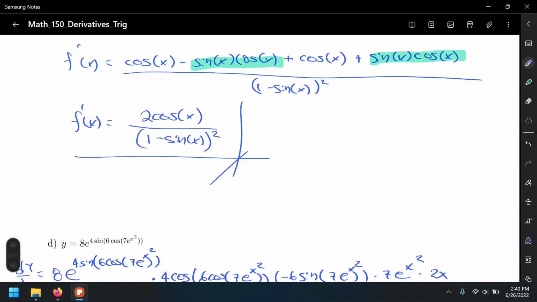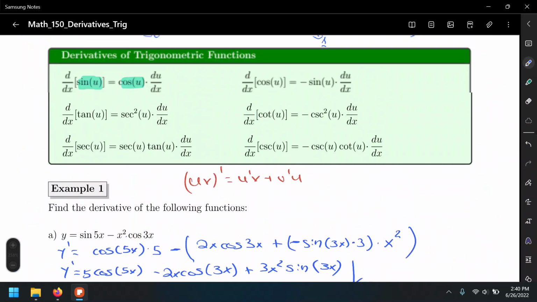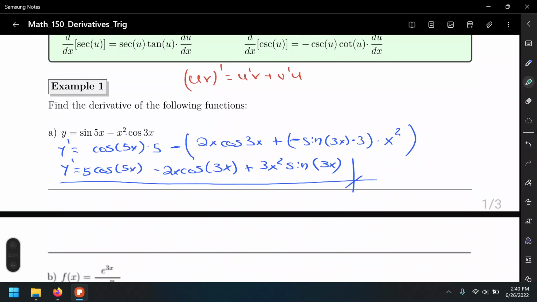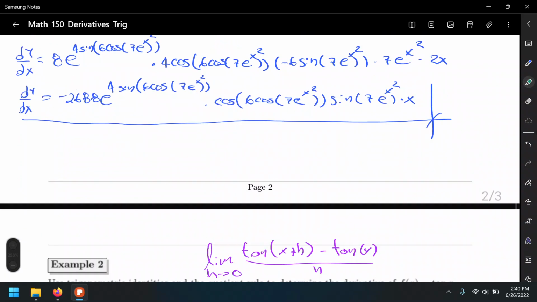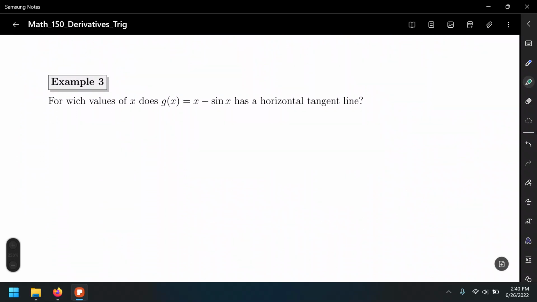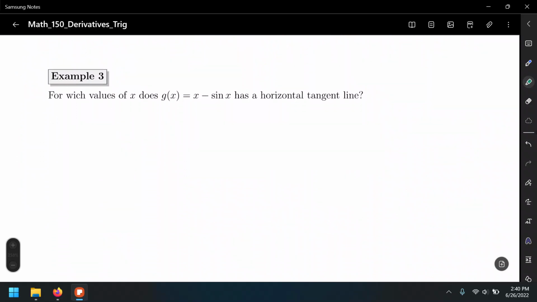Let's verify that. If we go back to the differentiation formulas, the derivative of tangent is secant squared. But of course, I'm using the easy case when u is simply x, because u can be another, more composite function. That's the purpose of having u's in this case. All right, let's do the last example in our lecture on derivatives of trigonometric functions.